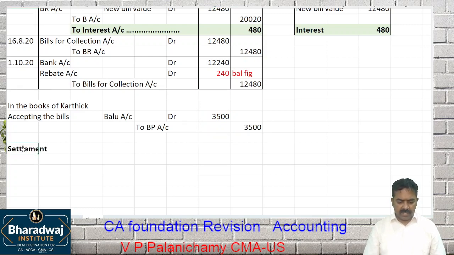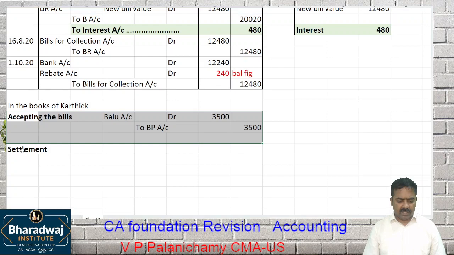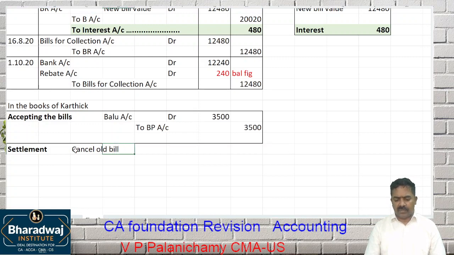On the settlement date, are we paying for the bill? No, we are not paying for the bill. We are extending the time. So what to do? Cancel the old bill. What is the entry for cancelling the old bill? Bills payable account debtor to which account? Balu account, 3,500. First you cancel the old bill.